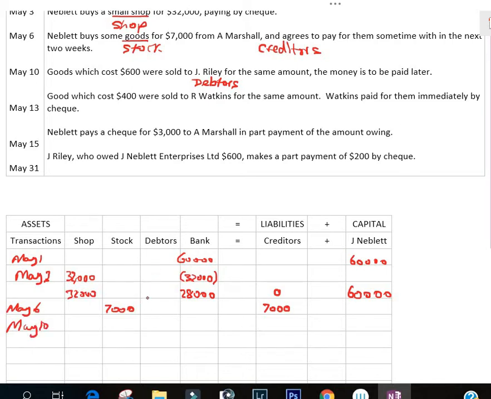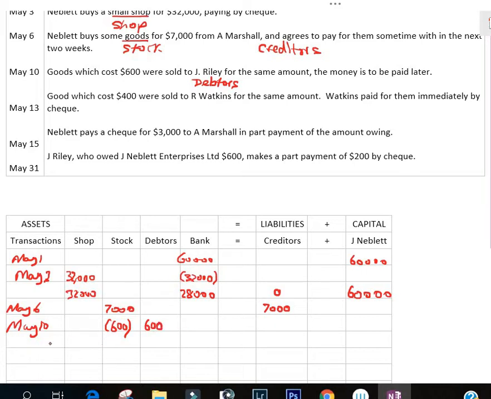Alright, now on May 10th, goods costing $600 were sold to J. Riley for the same amount. The money is to be paid later. So Riley came and he took out $600 worth of stock and promised to pay us later. So therefore we have to deduct the amount of stock we have on hand. So we no longer have that $600 on hand. So we have to take it away from the $7,000. And he doesn't give us any money. So now he owes us money. He promises paying money later. So it's still an asset. So it's $600 that we will get paid later.